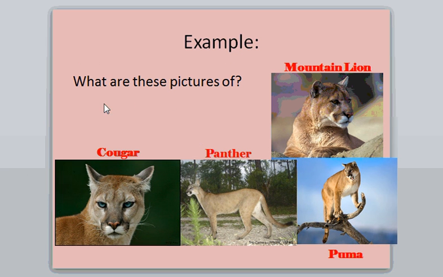A similar example would be, look at these four pictures: mountain lion, puma, panther, cougar. They're all the same animal, but we call them different names.